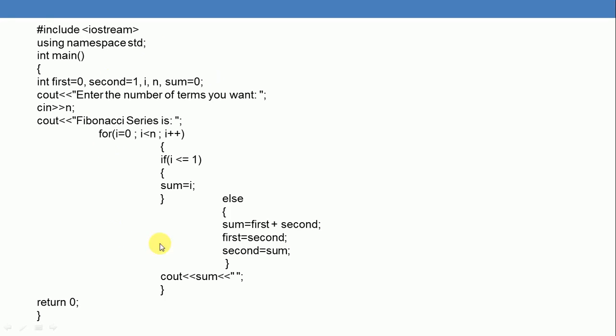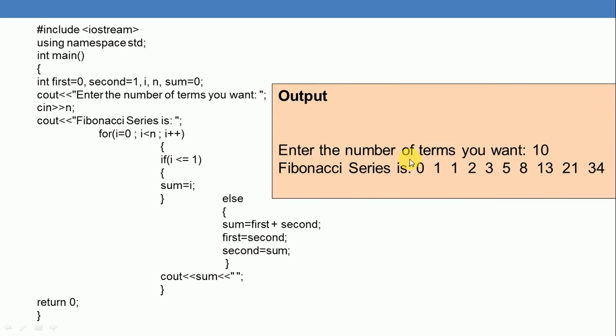Now after completing this task, it just prints the sum. So what is our sum value? 0 will be printed as such. For an example, I am showing you an output now. Enter the number of terms you want. I am just typing 10. Fibonacci series is 0. Now the 0 will be typed.